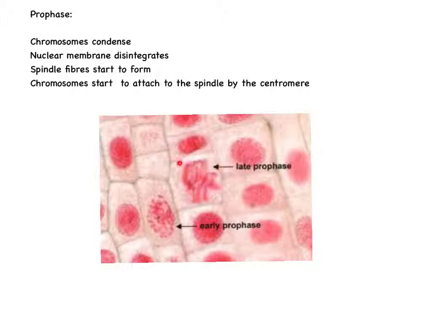Now if we look at this electron micrograph, you can see that in early prophase you can start to see chromosomes forming, whereas in late prophase you've got distinct chromosomes. Compare that to a cell over here, which is probably an interphase or perhaps very, very early prophase.